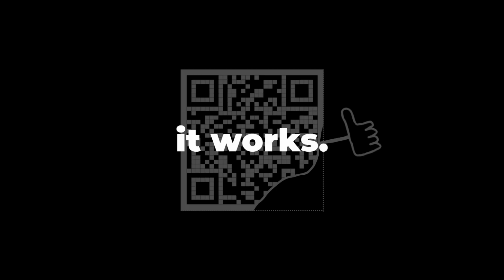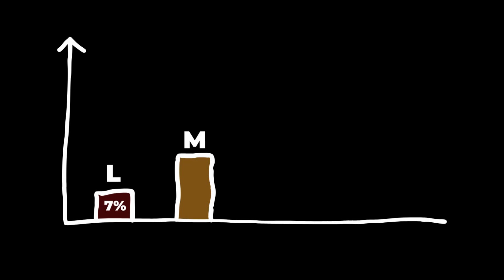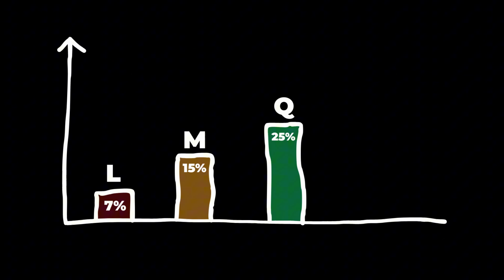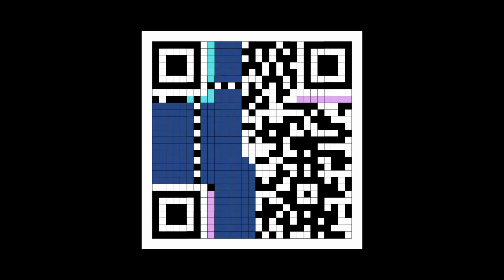Here's how it works. Let's start by finally looking at these format strips. The first 2 bits show the level of error correction. Low, which can recover up to 7% of the code, medium, which can recover 15%, quartile, 25%, or high for that full 30%. The next 3 bits indicate the mask, which comes last, and the other 10 bits simply correct the first 5. In fact, they're so important that this other strip is just a copy.